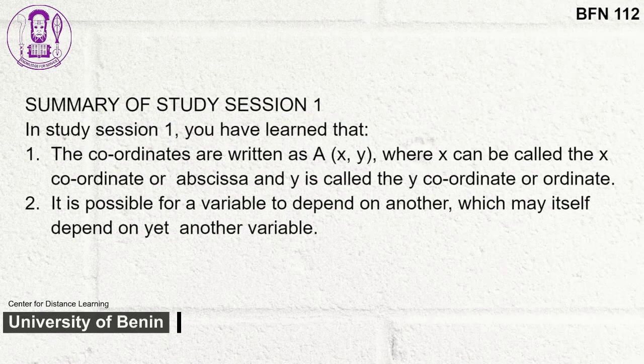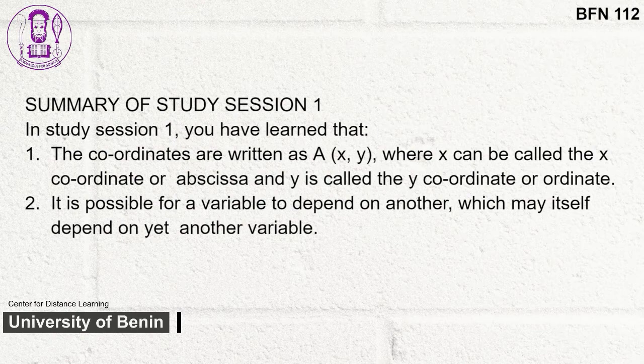Line of best fit. Summary of Study Session 1. In Study Session 1, please note the following. 1. The coordinates are written as (x, y), where x can be called the x-coordinate or abscissa and y is called the y-coordinate or ordinate.